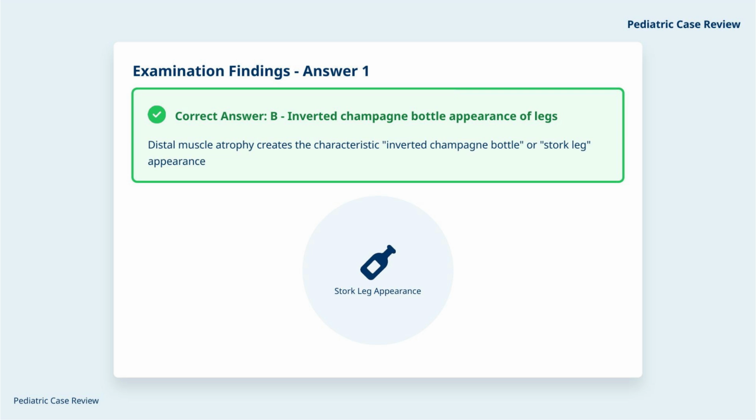Inverted champagne bottle appearance of legs. This distinctive physical finding results from the distal muscle atrophy affecting the lower legs, creating a thin appearance below the knees while the thighs remain normal. This is sometimes called stork leg appearance and is highly characteristic of Charcot-Marie-Tooth disease. The weakness is typically symmetric, reflexes are reduced or absent, and while some patients may have tremor, severe ataxia would be unusual.